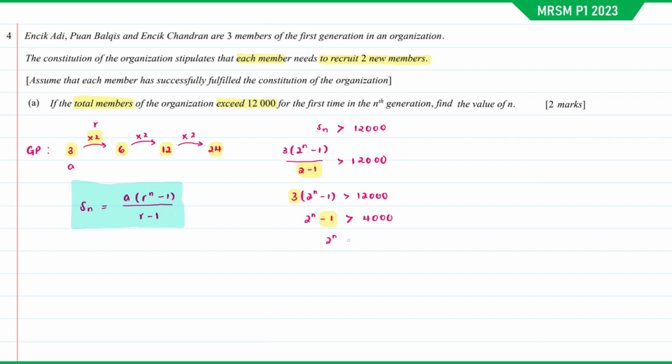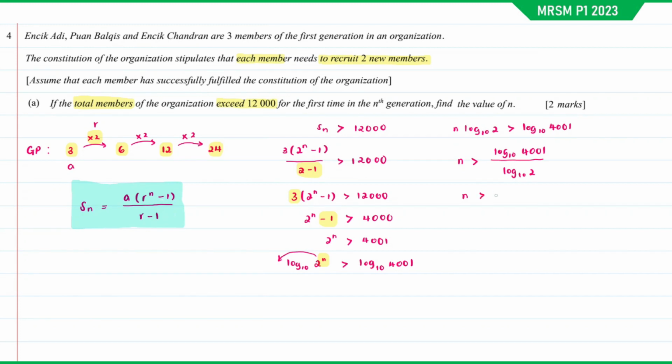Next, move the minus 1 to the other side. So 2 to the power of n is greater than 4001. To solve this, we're going to use logarithms. So first, we're going to log both sides with log base 10. Next, using the power law, move the n to the front. Then, n times log base 10 of 2 is greater than log base 10 of 4001. Then, n is greater than log base 10 of 4001 divided by log base 10 of 2.